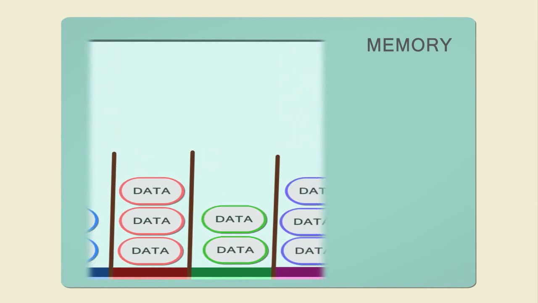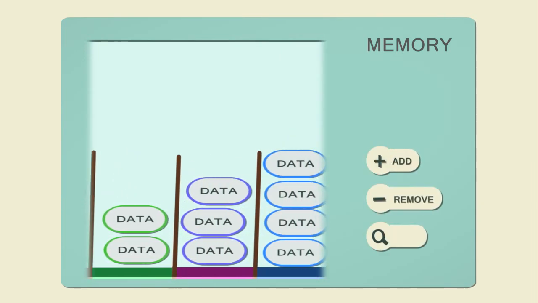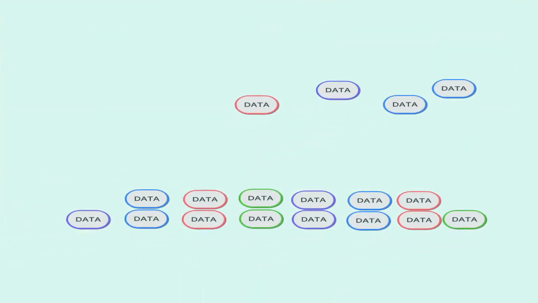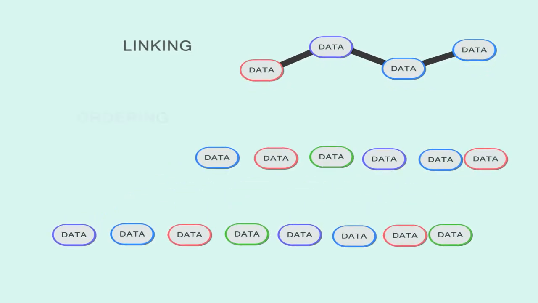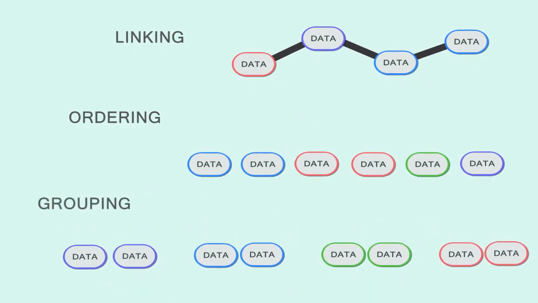Data structures are all about how data is stored in memory, and various operations that can be performed on that data. Now, different data structures have different ways of doing this, but generally it is either by linking, ordering, or grouping similar items together. Further into this series of videos, we will look at how various data structures make use of these general strategies to organize the data.